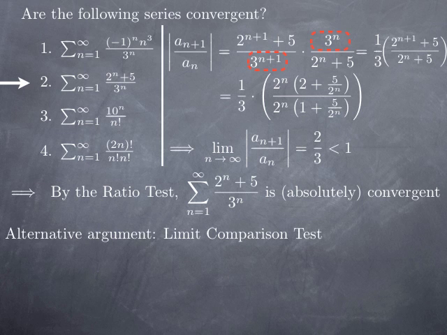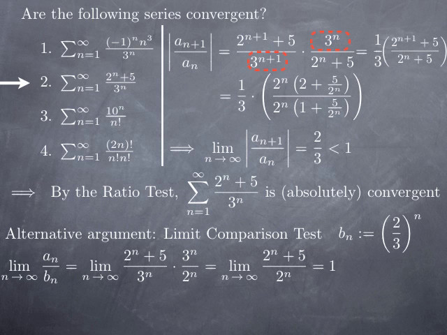Now, as I mentioned, we could use an alternative argument, which here is essentially the same thing. Remember that when we looked at the proof of the ratio test, it comes down to comparing the asymptotic behavior with the behavior of a geometric series. And here we could do a direct limit comparison with the geometric series of common ratio 2/3. So the b_n that we use for the limit comparison test would be (2/3)^n. And if we look at a_n over b_n, then we have (2^n + 5) over 3^n, that's my a_n.